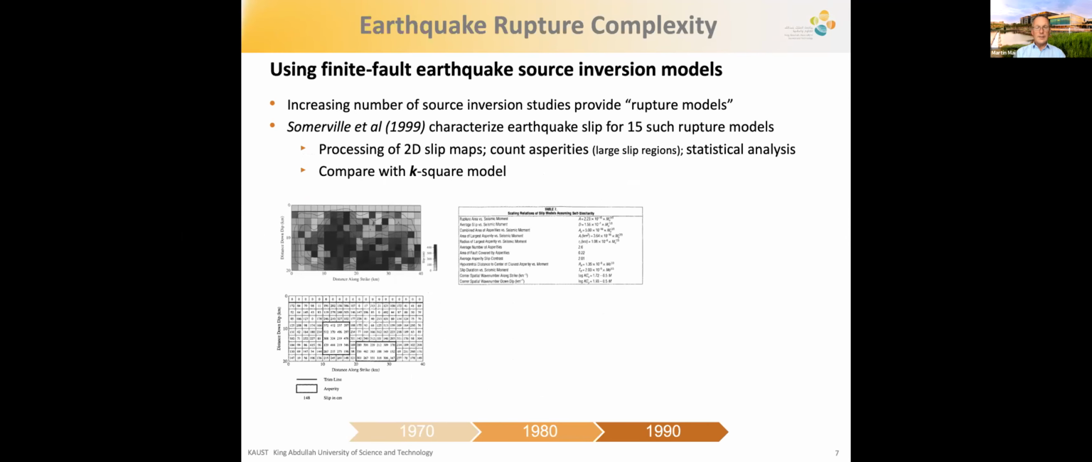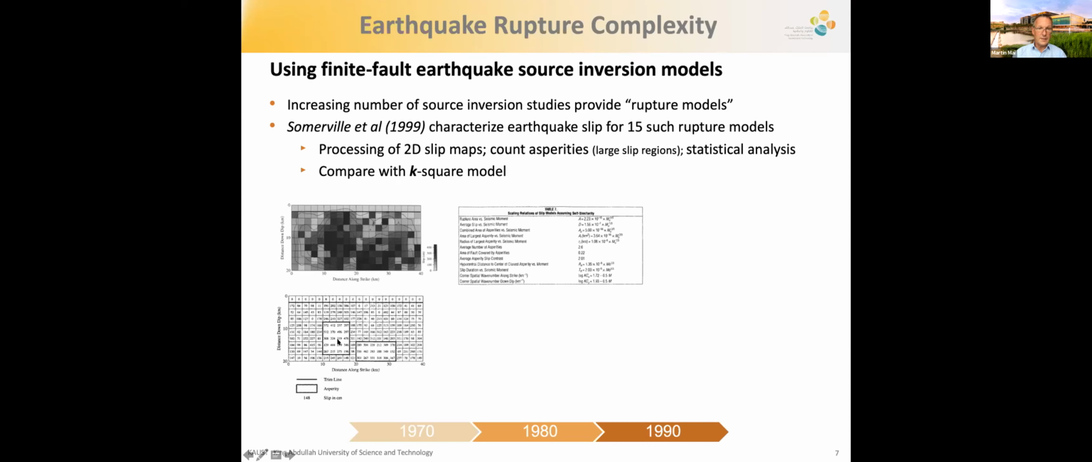A little later, I would say, towards the late 90s, we were in a fortunate situation that we had much more source inversion studies available. And by that, I mean, researchers have taken seismic and geodetic data to invert for the source process and the fault. And now we can use these rupture models to actually study what happened during the rupture. And there was a seminal study by Somerville et al. in 1999 who characterized earthquake slip for 15 such rupture models.